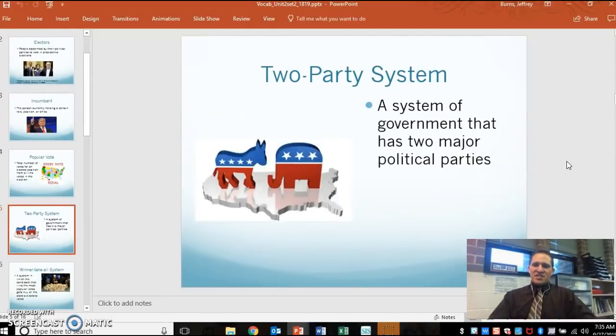All right, two-party system is what we have in the United States, right? Two major political parties. We have the Democrats, which are represented by the donkey, and we have Republicans, which are represented by the elephant. That was from a political cartoon way back in the 1800s.